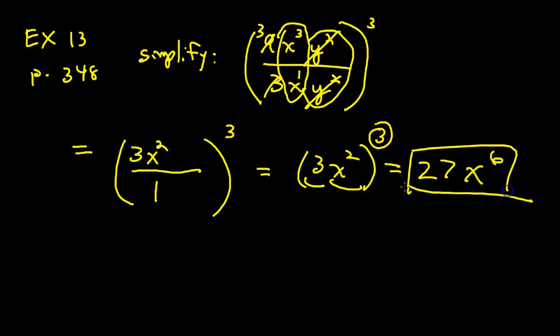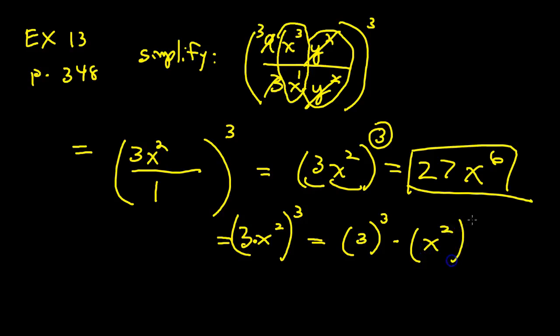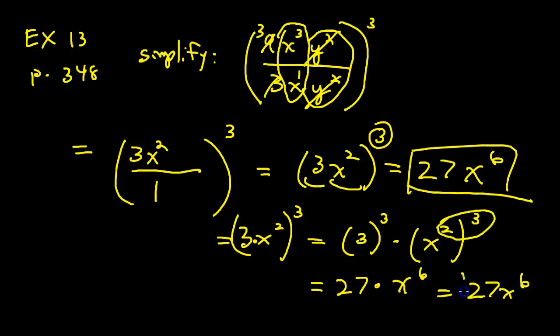All right? Was that a little fast? Let me go a little slower on that. 3x squared cubed is equivalent, since this is an implied product here, to 3 cubed times x squared cubed by our expanded power rule for exponents. 3 cubed is 27 times x squared cubed, power of a power. You multiply the exponents, and we can write this as a final answer, completely simplified, as 27x to the 6th power.